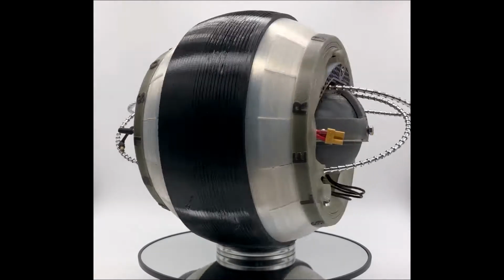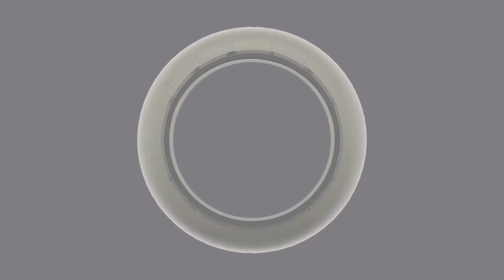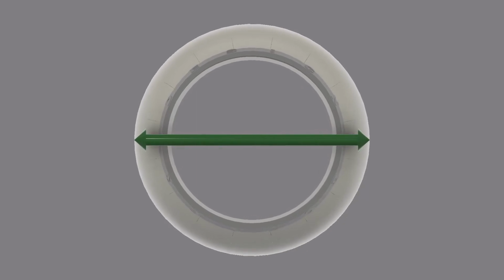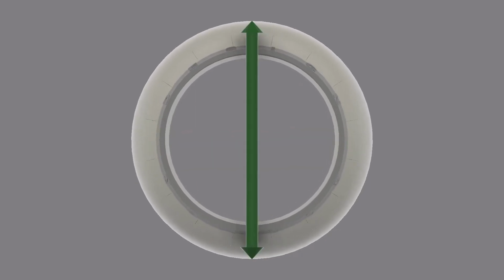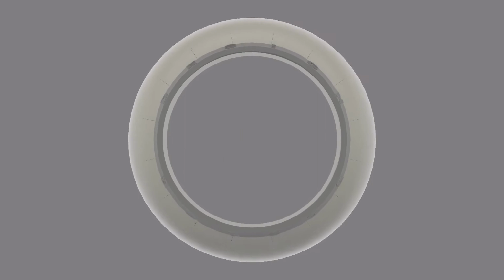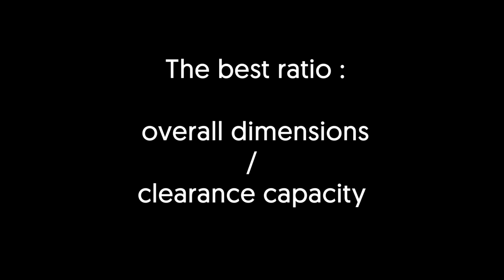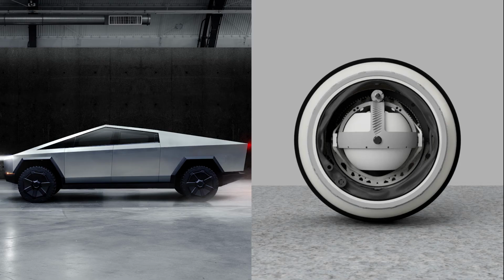Why is this the best land vehicle ever made? Because it is a spherical vehicle. In a spherical vehicle, the entire length as well as the entire height is the diameter of the wheel, which makes it the vehicle based on the principle of the wheel having the best ratio of overall dimensions and clearance capacity. In comparison, a car of the same size would have a crossing capacity about 6 times less.